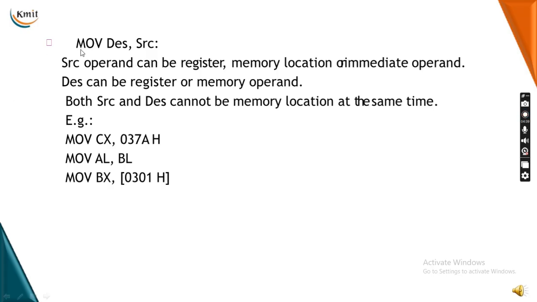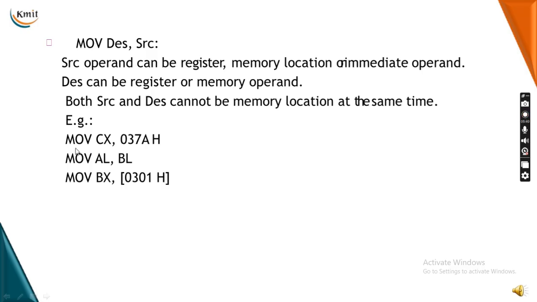For example, the first data transfer instruction is move, MOV, and its syntax is move, then we need to write destination operand, comma, source operand. Here the source operand can be a register, a memory location, or an immediate operand. Destination can be a register or memory operand. Both source and destination cannot be memory locations at the same time. So when one is a memory location, the other should be a register.